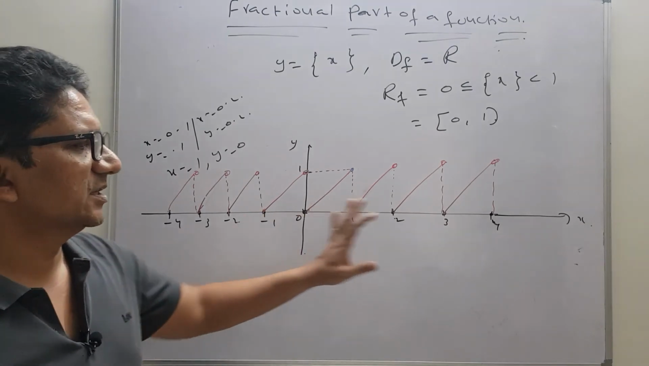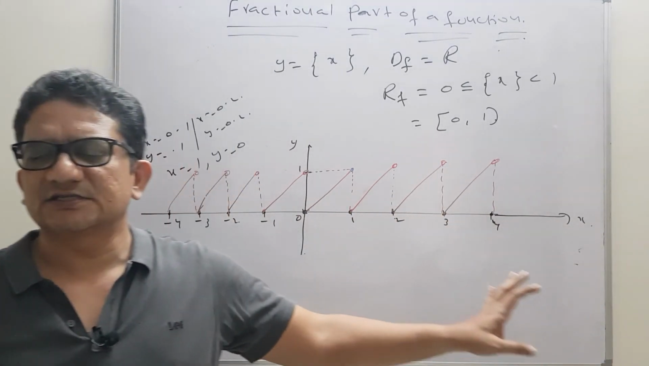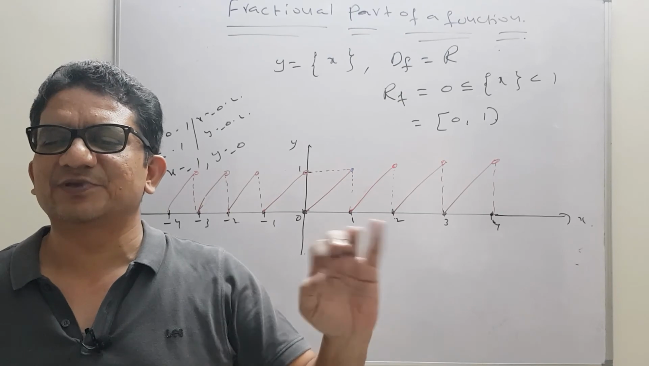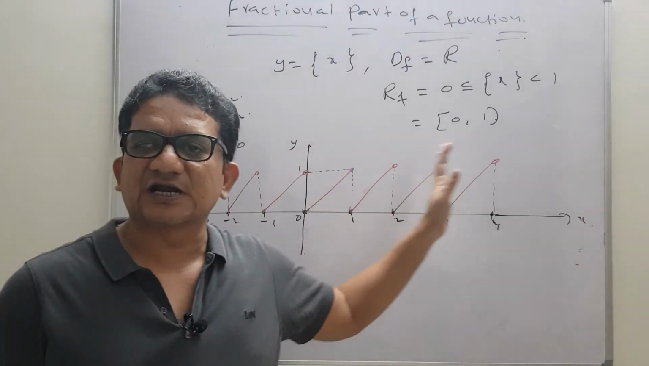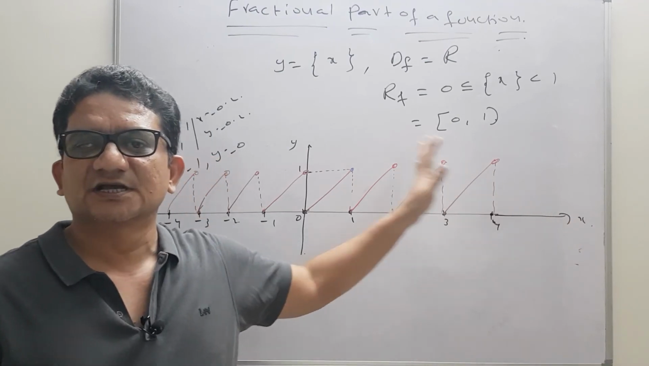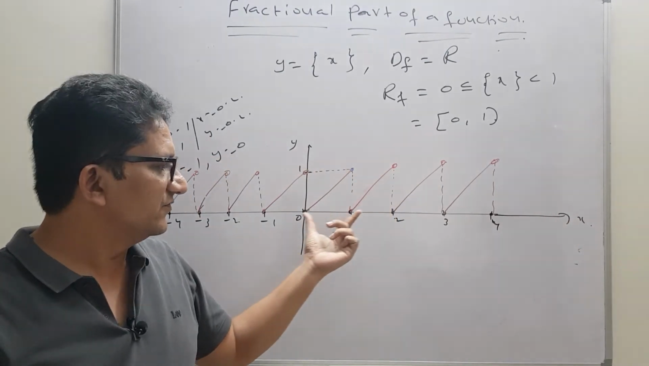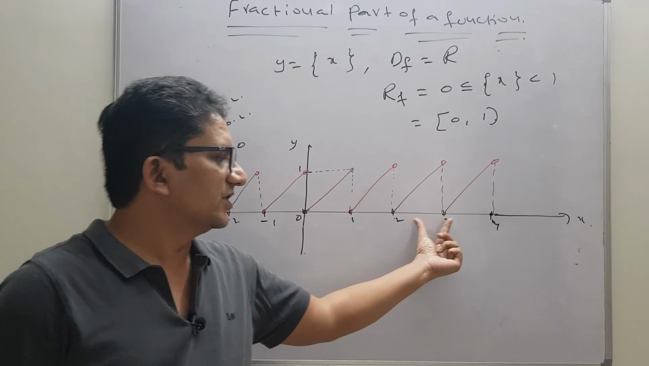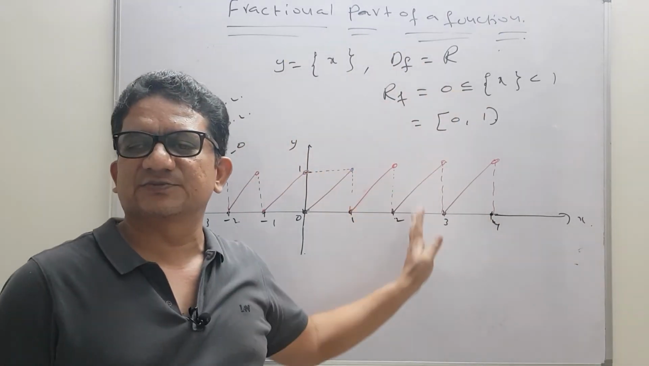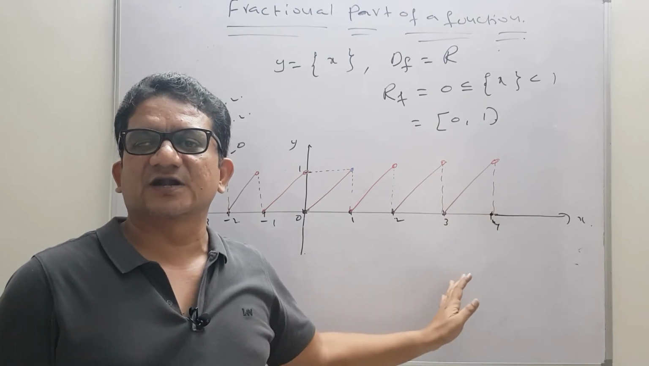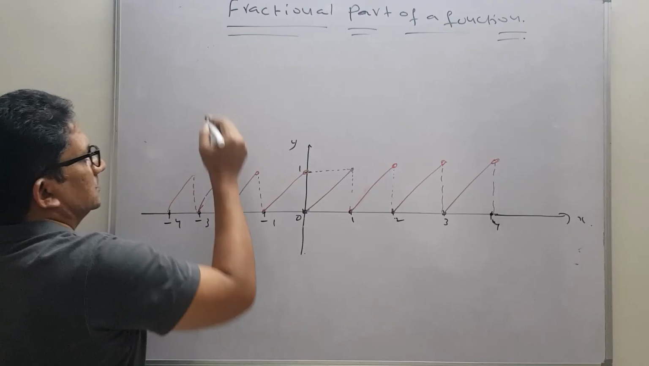Now by looking at the graph, you tell me, is the fractional part function periodic or not? Again students, if we observe the graph of the fractional part function, the graph is repeating for every length of 1 unit. That's why we can call the fractional part function a periodic function with the fundamental period 1. So note down the question.